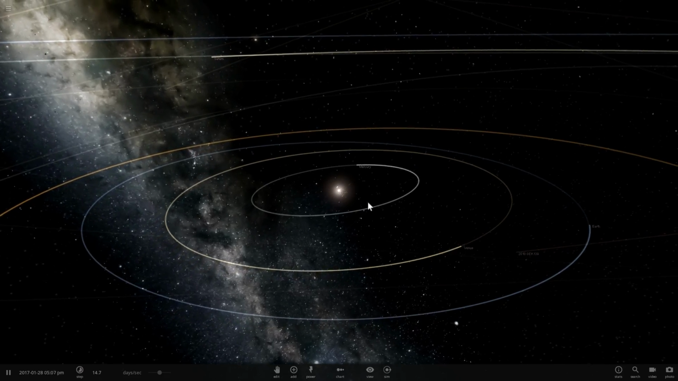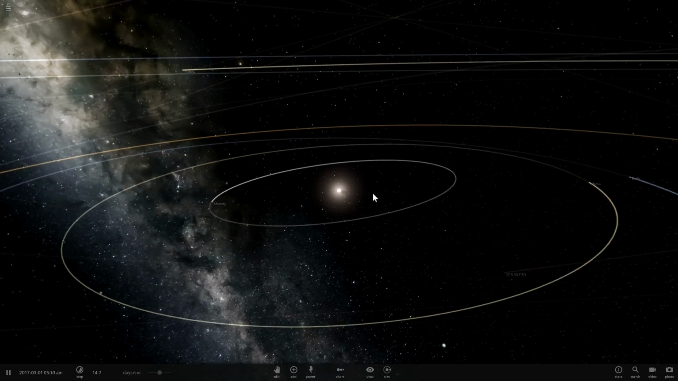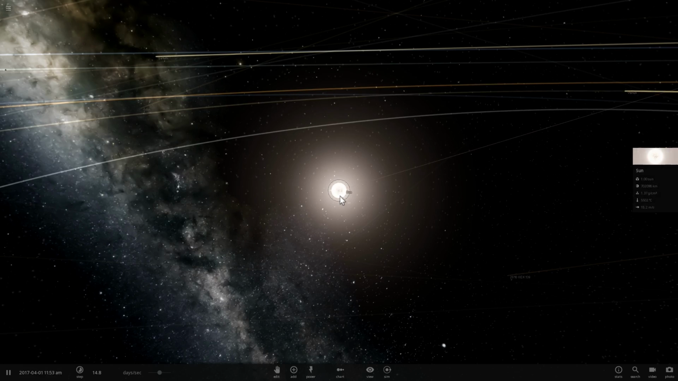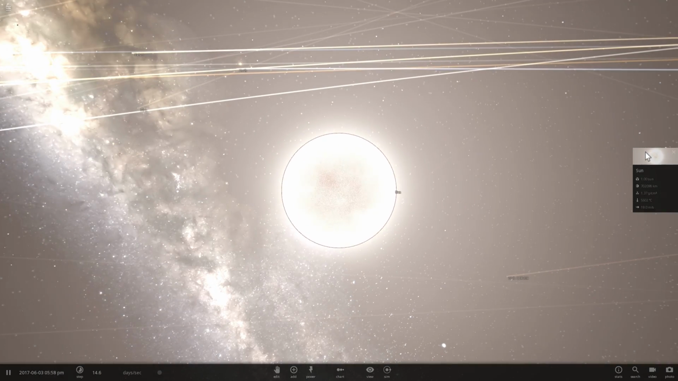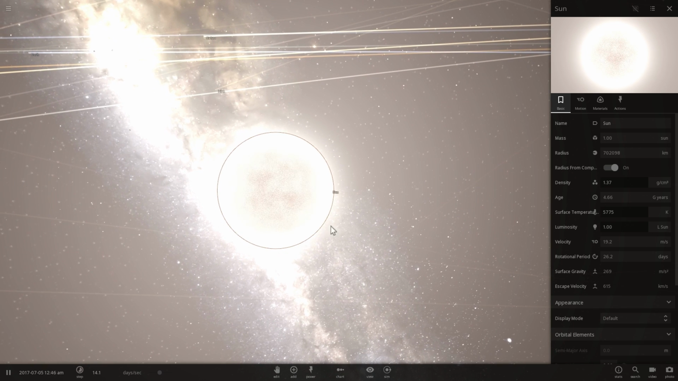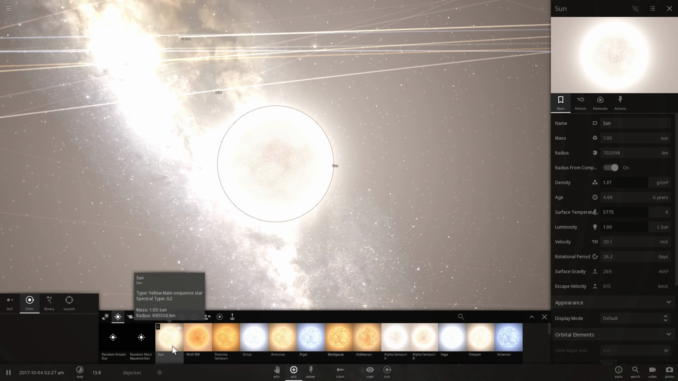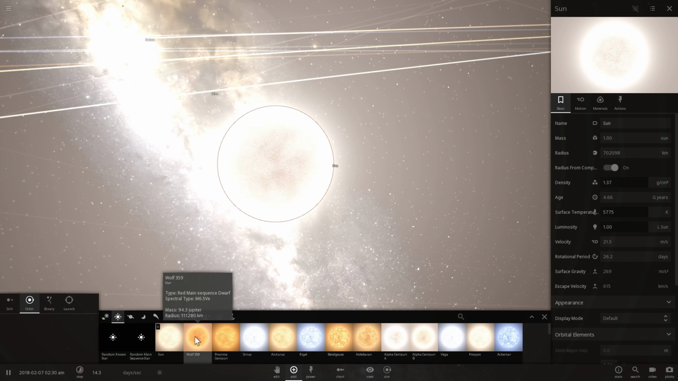And so we're actually going to be using Universe Sandbox Square for this particular simulation. And what we're going to be doing is changing our sun from the type of a star that it is right now, which is known as a yellow main sequence star, or sometimes known as an orange main sequence star, also known as spectral type G2, to a red dwarf. Like, for example, this one right here, Wolf 359.